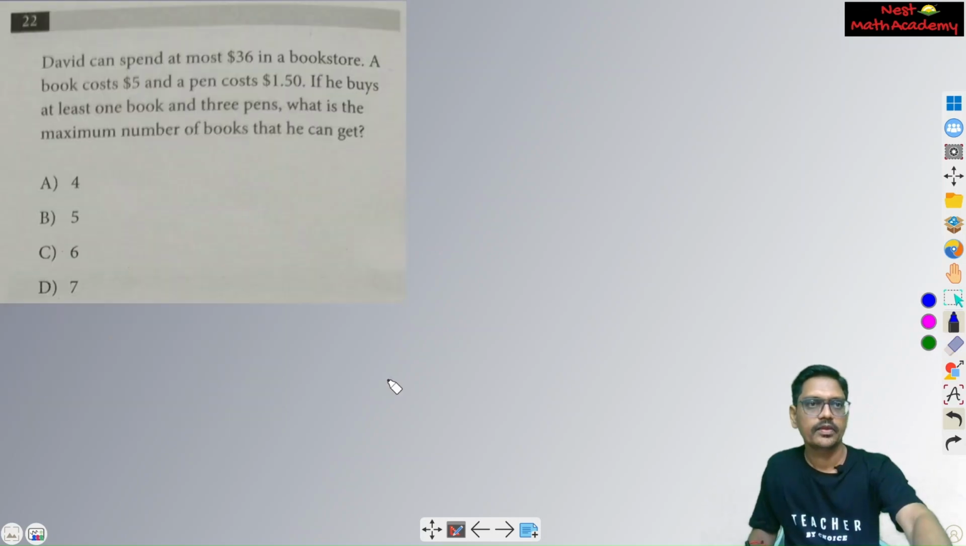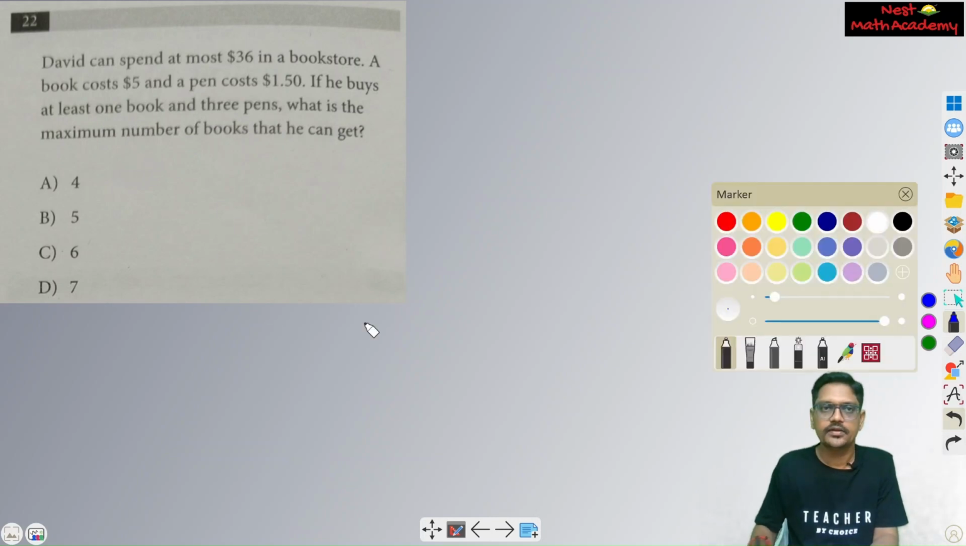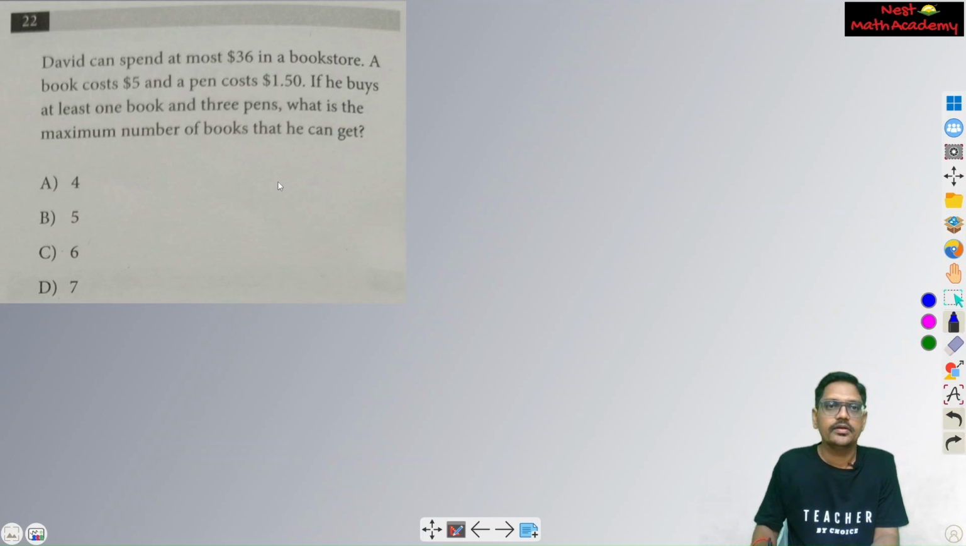Okay. Question number 22. David can spend at most $36 in a bookstore. A book costs $5 and a pen costs $1.50. If he buys at least one book and 3 pens, what is the maximum number of books he can get? Okay, let's do one thing here. First, the number of pens, 3 pens he bought, is given. Each pen costs 1.5, so 3 times $1.50 is $4.50. First subtract this from the total amount we have. 36 minus $4.50 is $31.50. That is the money left.